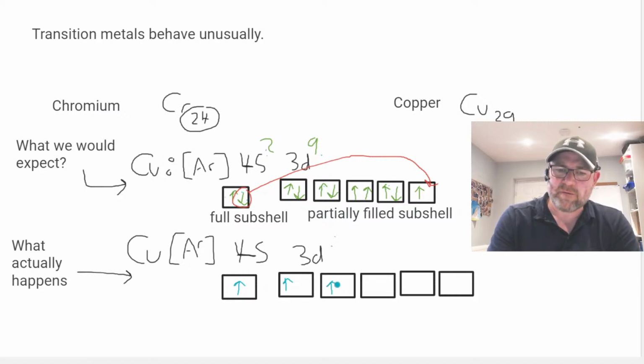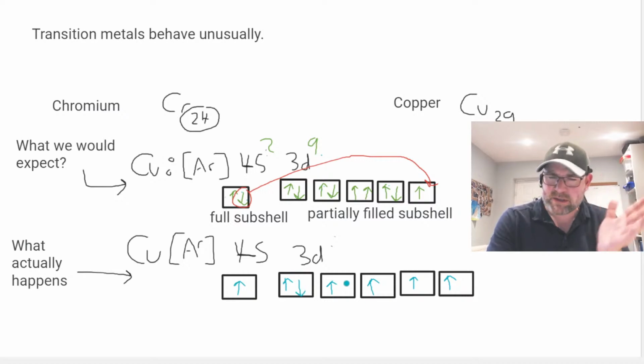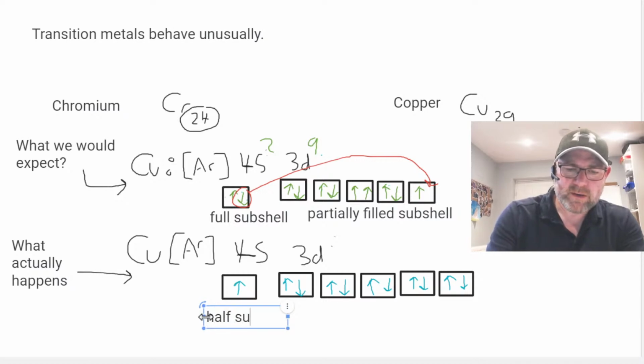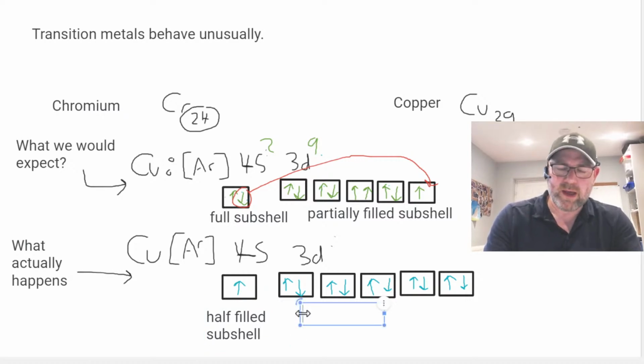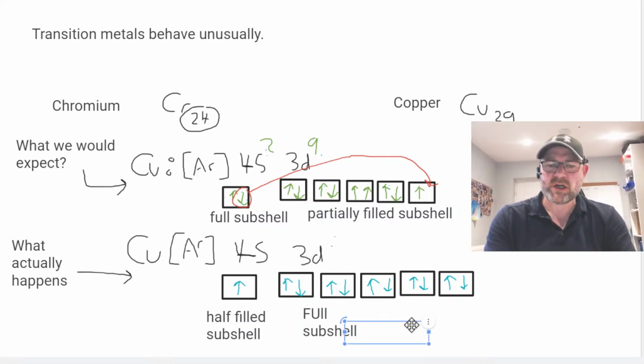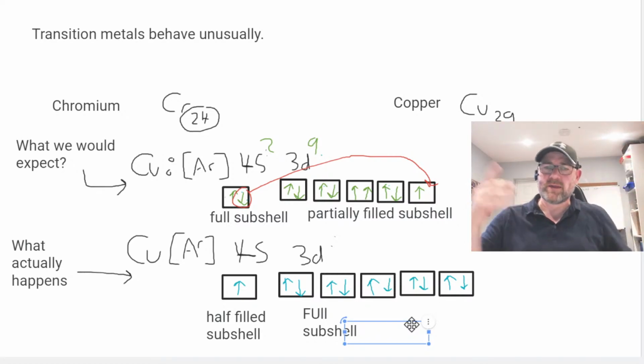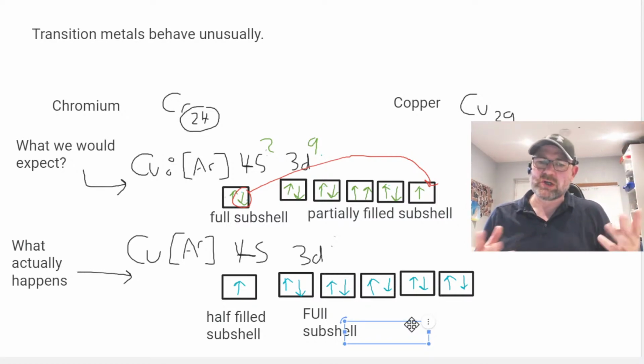Now, the reason I said earlier to fill them up one at a time like that when you're doing each subshell is because it helps you see what's the most stable configuration. And this is the most stable way for those last 11 electrons after the argon structure to go in for copper. We end up with a half-filled subshell and a full subshell. That configuration is much better than the one above, the full and the partial. Full and partial is not as good as a full and a half.